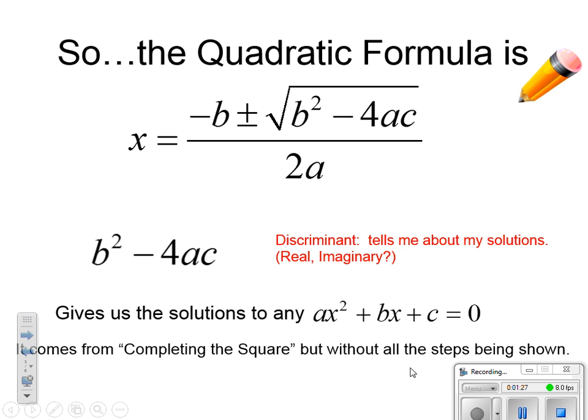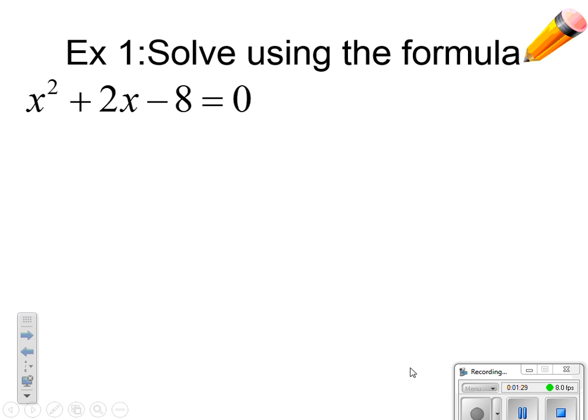All right, here we go. Let's work with the quadratic formula. Okay, example number 1. x squared plus 2x minus 8 equals 0. What are we going to do? We're going to use that quadratic formula. Okay, there it is. I got it there just in case you need it.